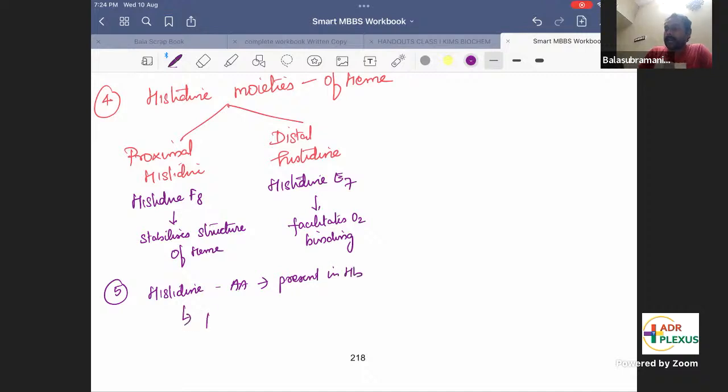And this histidine has a pKa, a dissociation constant, which is closer to the body pH. Whenever an amino acid has a pKa close to the pH, the closer the pKa is to the pH, the better the buffer. That molecule acts as a buffer. So what is meant by buffer? A buffer is a substance which resists changes in the pH. Basically, we need to maintain the body pH at 7.35 to 7.39.